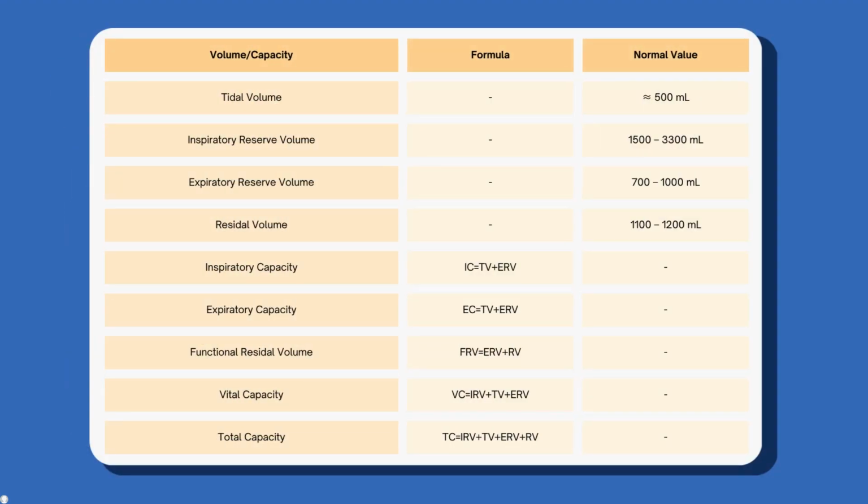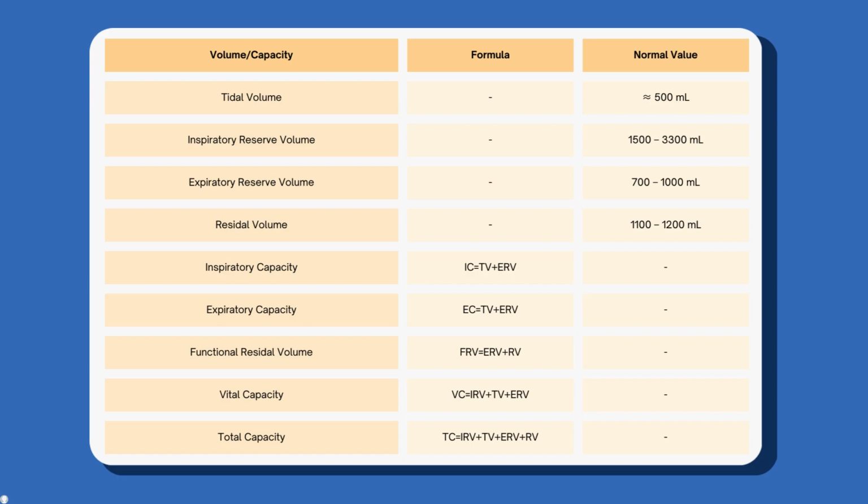This table contains normal values for lung volumes, such as tidal volume, with a normal value of around 500 milliliters. The inspiratory reserve volume normal value is between 1,500 and 3,300 milliliters. The normal expiratory reserve volume is between 700 and 1,000 milliliters, and the normal residual volume is between 1,100 and 1,200 milliliters.